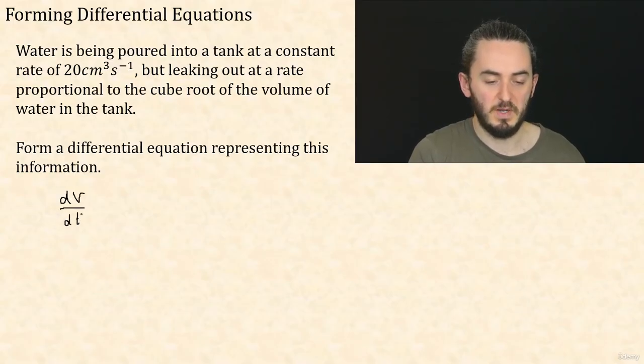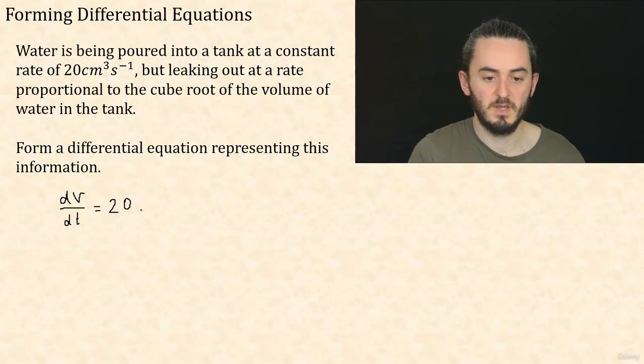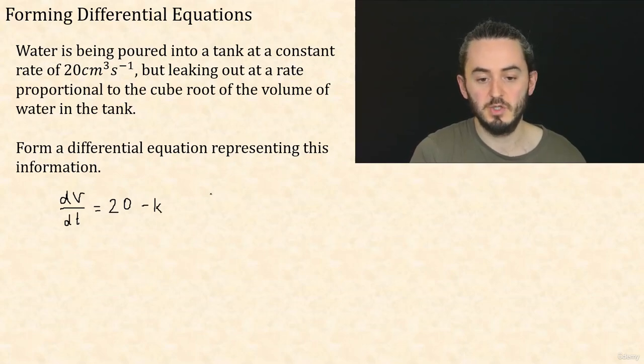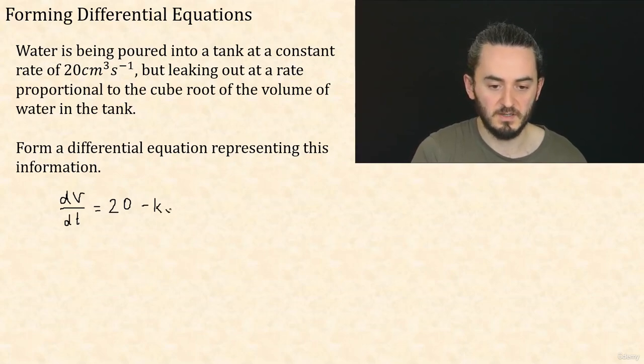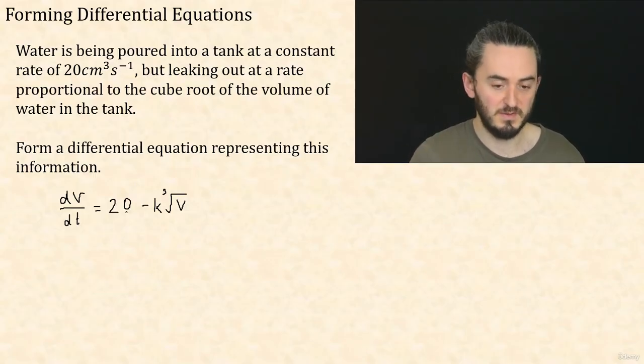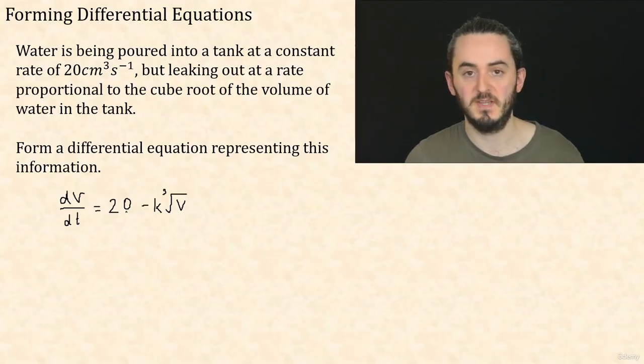And what do we know? Water is being poured in at a constant rate, so it's definitely going up by 20 per second, but it's also leaking out, so minus, at a rate which is proportional to, so k times the cube root of the volume of the water in the tank, so the cube root of V. And here is a differential equation representing that information. The volume of water in the tank is changing at a rate, dV by dt, whilst it's increasing by 20 per second, but decreasing at some amount proportional to the cube root of volume in the tank.